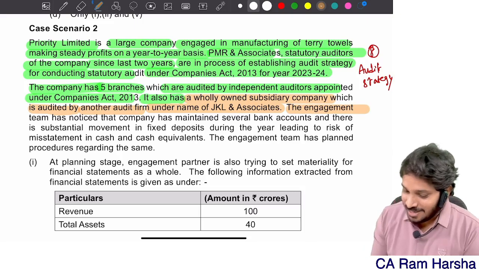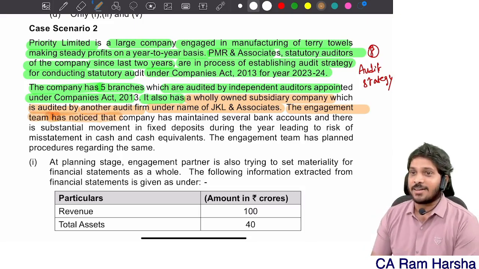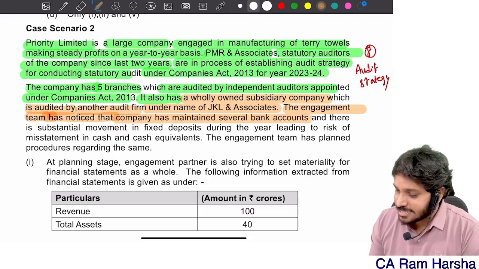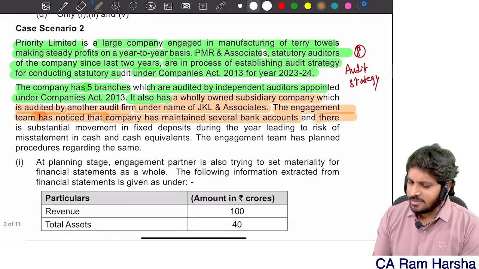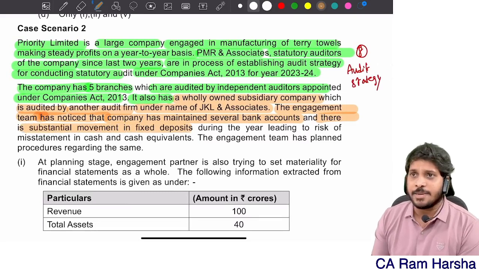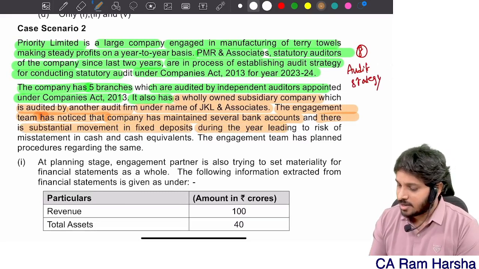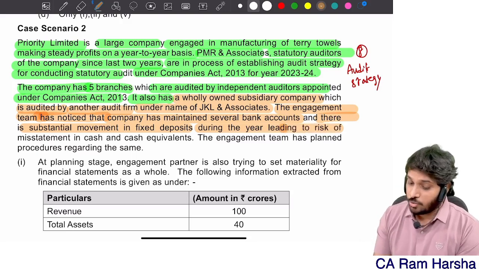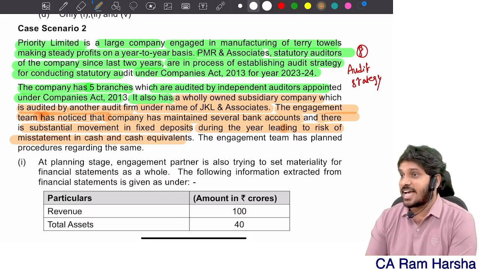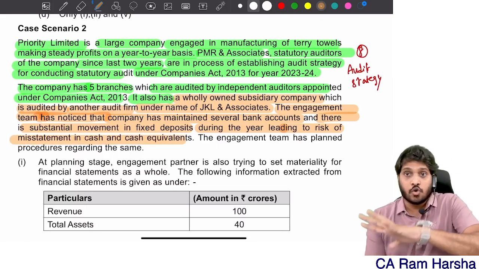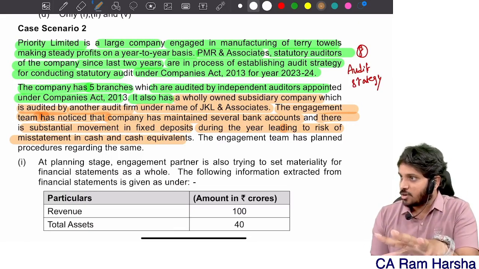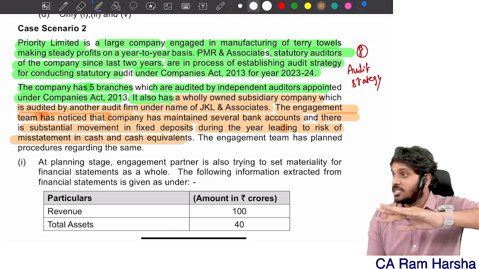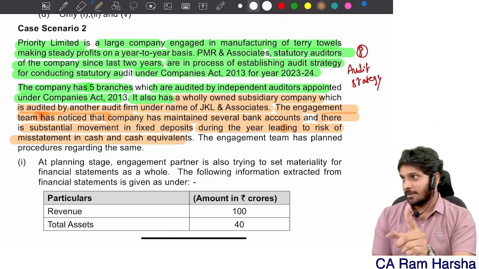The engagement team has noticed that company has maintained several bank accounts. Okay. And there is a substantial movement in deposits during the year. Okay, substantial movement in the fixed deposit during the year leading to risk of misstatement in cash and cash equivalent. Okay, the auditor found there are so many bank accounts were there, so many deposits were there. There is a high movement in these deposits where auditor felt high risk is there.